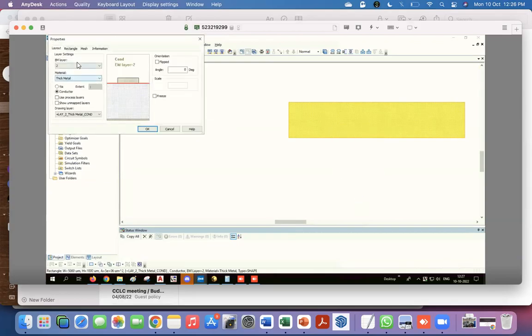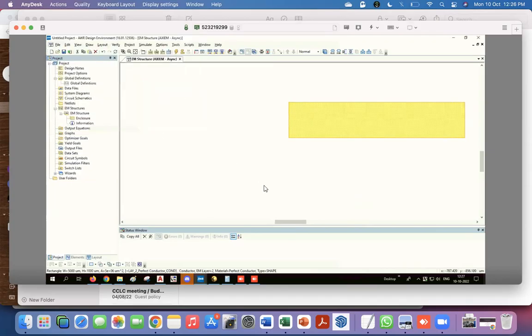It's in layer 2. Perfect. It's in the right place.